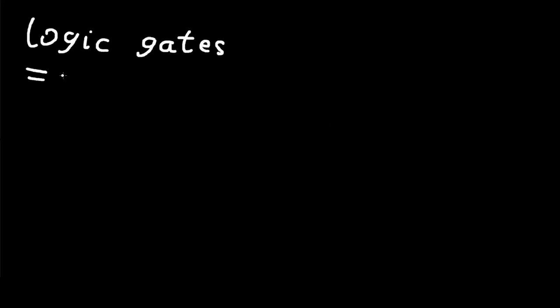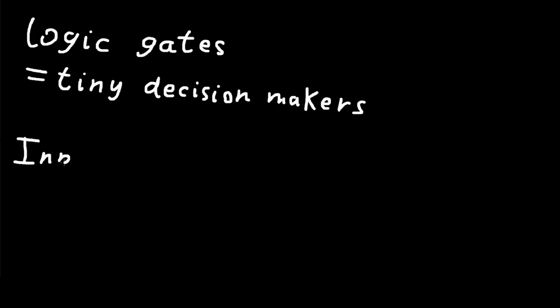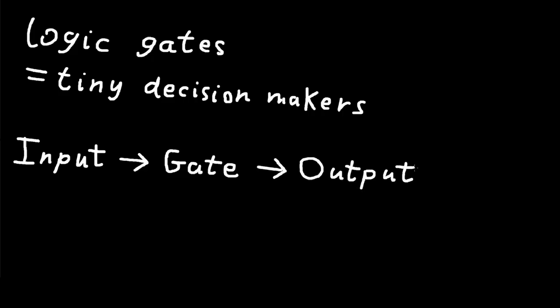Today we're learning the basic logical gates. Logic gates are tiny decision makers inside computers. They take one or more inputs, each either 0 or 1, and output a 0 or 1. If you understand gates, you understand the basics of digital electronics and how computers think.